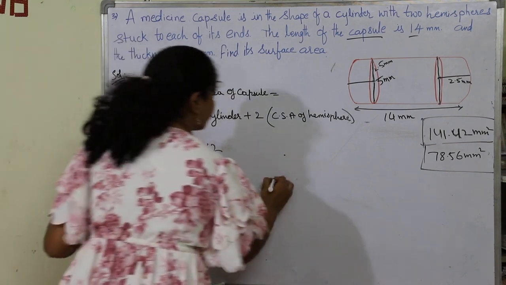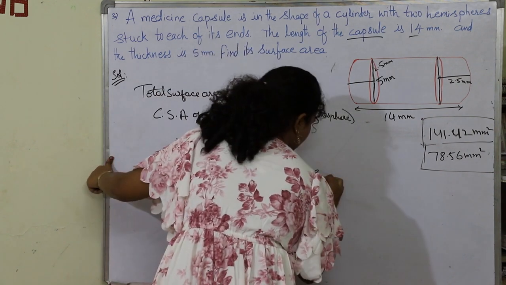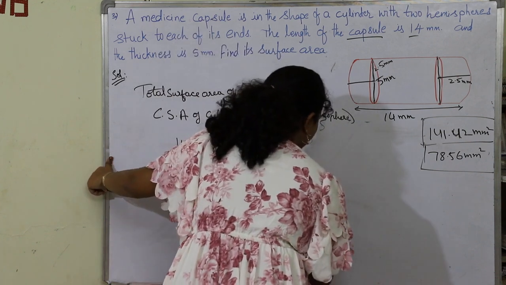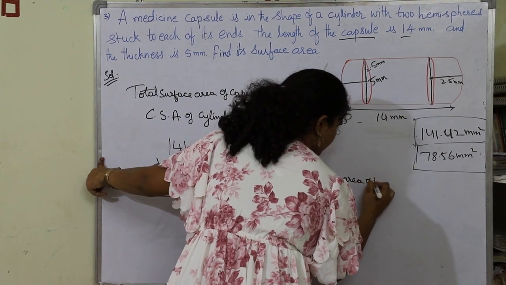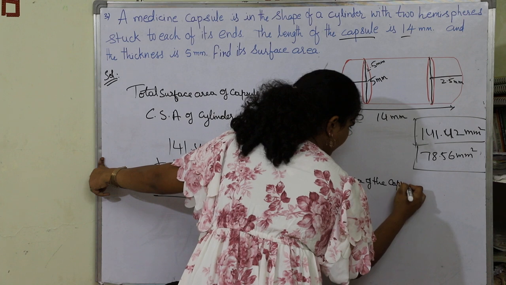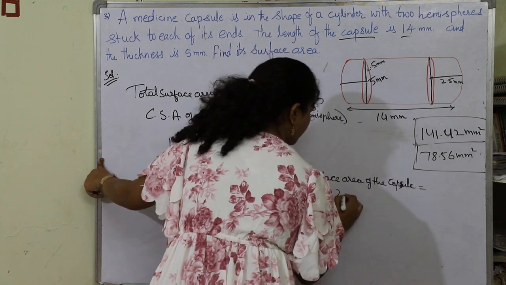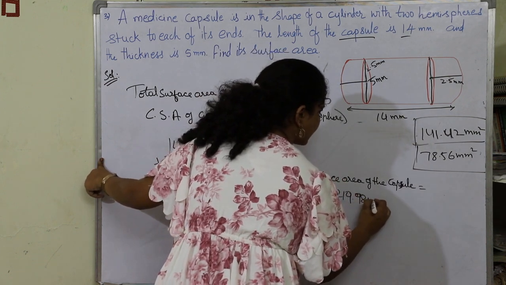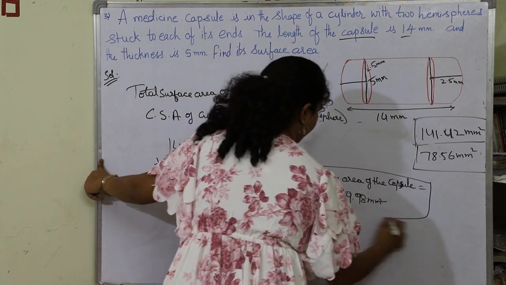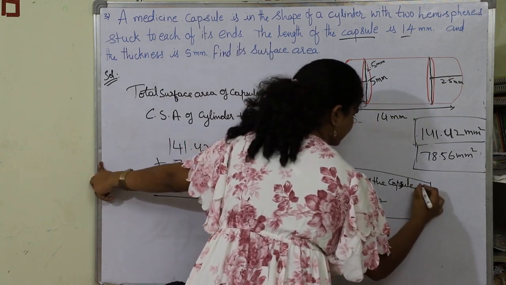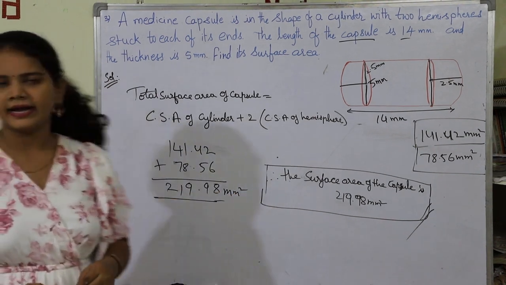Therefore, the surface area of the capsule equals 219.98 millimeter square. So I got that the surface area of the capsule is 219.98 millimeter square.